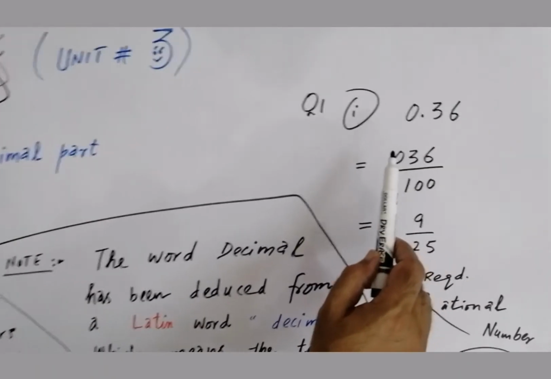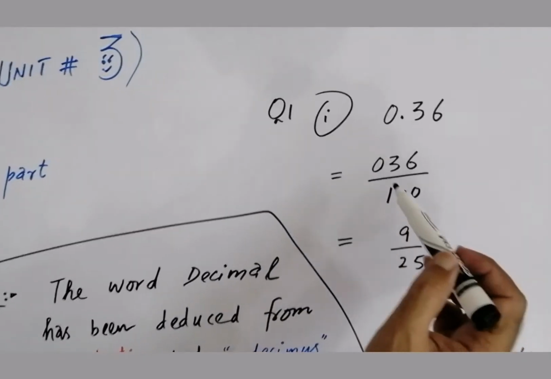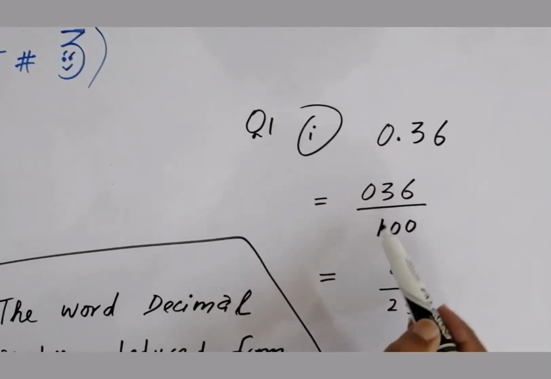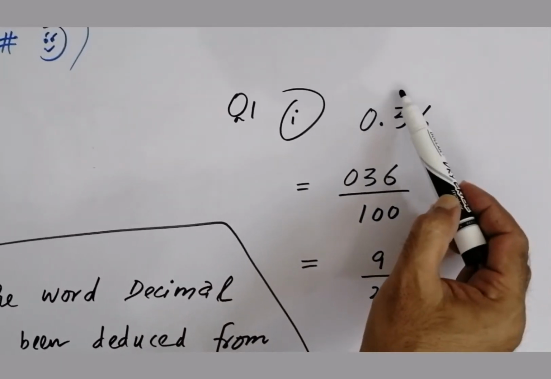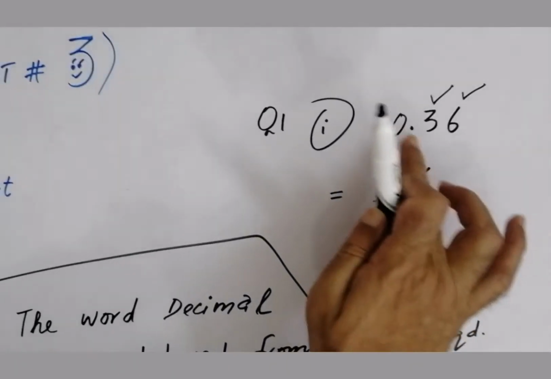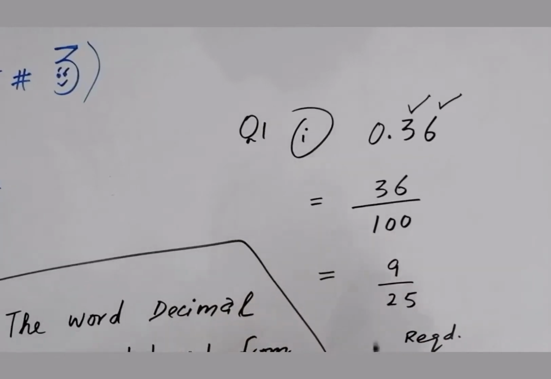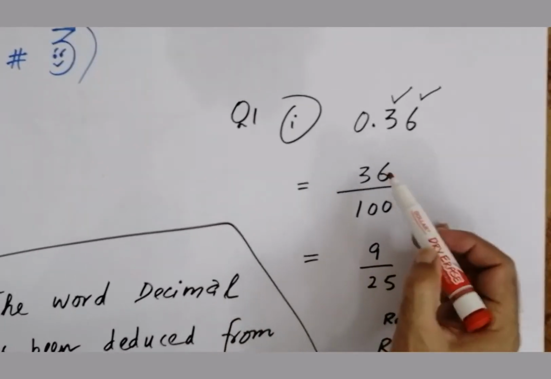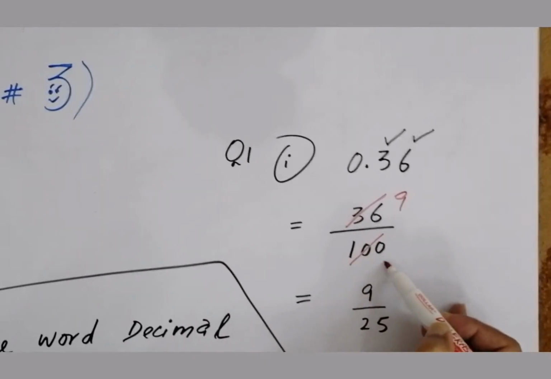So I'm now trying to convert the very first question in the first part, 0.36. Now I'm going to convert this decimal number into a rational number. The procedure will be: remove this decimal point from the decimal number and replace it by 1. Then after the decimal, these digits are replaced by 0 and another 0. Now this 0 is meaningless. Now dividing numerator and denominator by a common number, which is 4. Dividing this number by 4, we will get 9, and again this by 4, we will get 25.